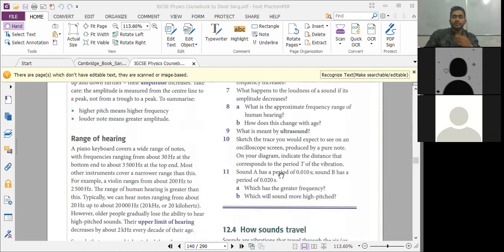Okay. Sound A has a period of 0.010 seconds. Sound B has a period of 0.020 seconds. Which one has the greater frequency? কোনটা greater frequency? A এর জন্য period আছে 0.010, নাম্বার 11 আমরা করতেছি। 10 পর্যন্ত শেষ, যেহেতু 11টা এই সেকশনের আন্ডারে আমরা সলভ করতেছি। Sound A has the greater frequency.